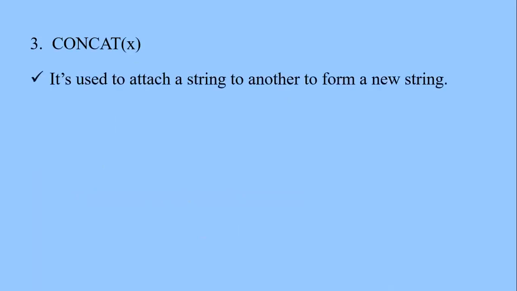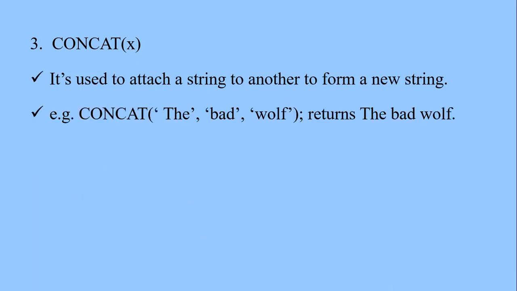Concat x. It is used to attach a string to another to form a new string. For example, concat, in the parentheses, we have single strings. We have 3 strings: then, band, oof. When you concat them, they form one string, which is the band hoof.